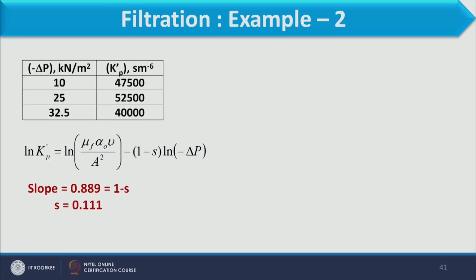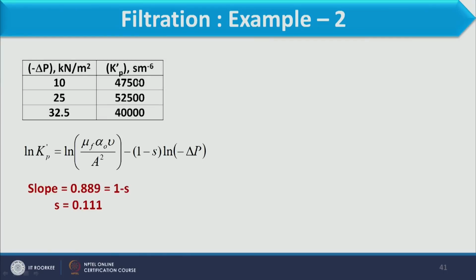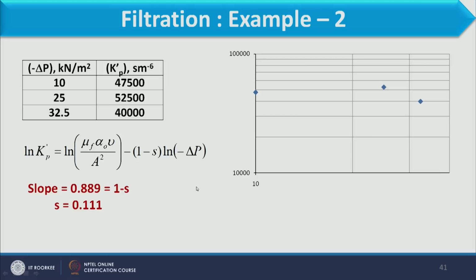Now further we will use the data of pressure drop, which we have seen from the last curve, pressure drop and Kp dash. So here we have three pressure drop values and three Kp dash values. The Kp dash expression, when we take the log of this, is the final expression, and here Kp dash will be dependent on pressure drop. So Kp dash versus pressure drop we can draw. Here we have three points, so three points are appearing over here.